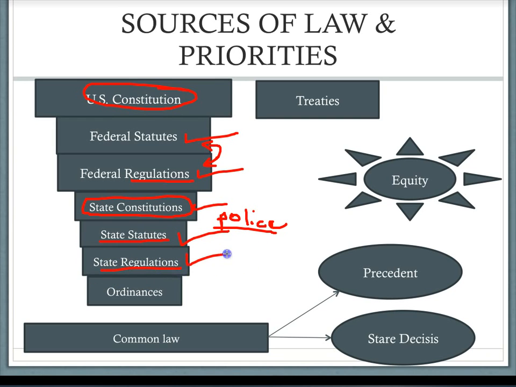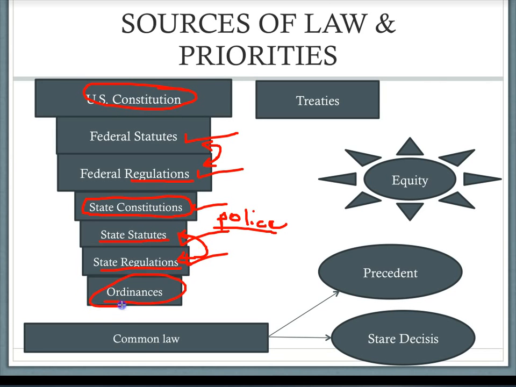State agencies also pass state regulations. There are state administrative agencies. An example in California would be Cal-OSHA. That is the Occupational Safety and Health Administration for the state of California. Though that agency passes regulations, those regulations are roughly equivalent to state statutes as long as the agency is acting within the powers given to it by the state.